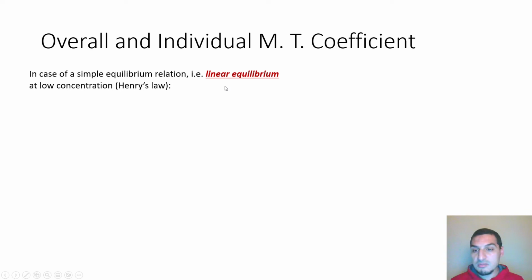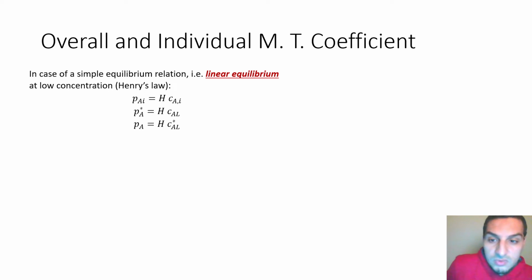This is based on the assumption of a system that obeys Henry's law. In this case, we can say that P interface equals H multiplied by C interface. We can say that P star equals H multiplied by CL. We can say that PA equals H CA star. So this is the equilibrium relation that is valid for the 3 points: the interface, the bulk of the liquid, the bulk of the gas. This is where we are going to apply this equation.